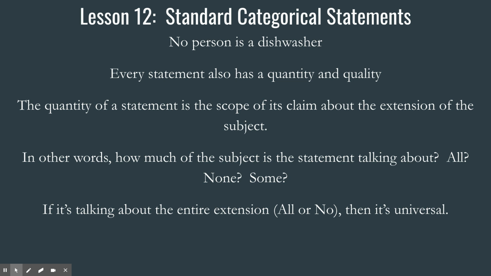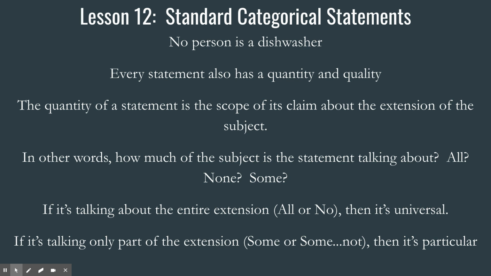If I said no person is a dishwasher, that is a universal statement because I'm talking about the entirety of the human race. If it's only talking about part of the extension, some or some not, then we call that a particular statement. If I'm talking about some person is a dishwasher or some persons are not dishwashers, then right there, that is a particular statement. So with quantity, we've got universal, all or no, and we've got particular, some or some not. Okay, any questions about quantity?